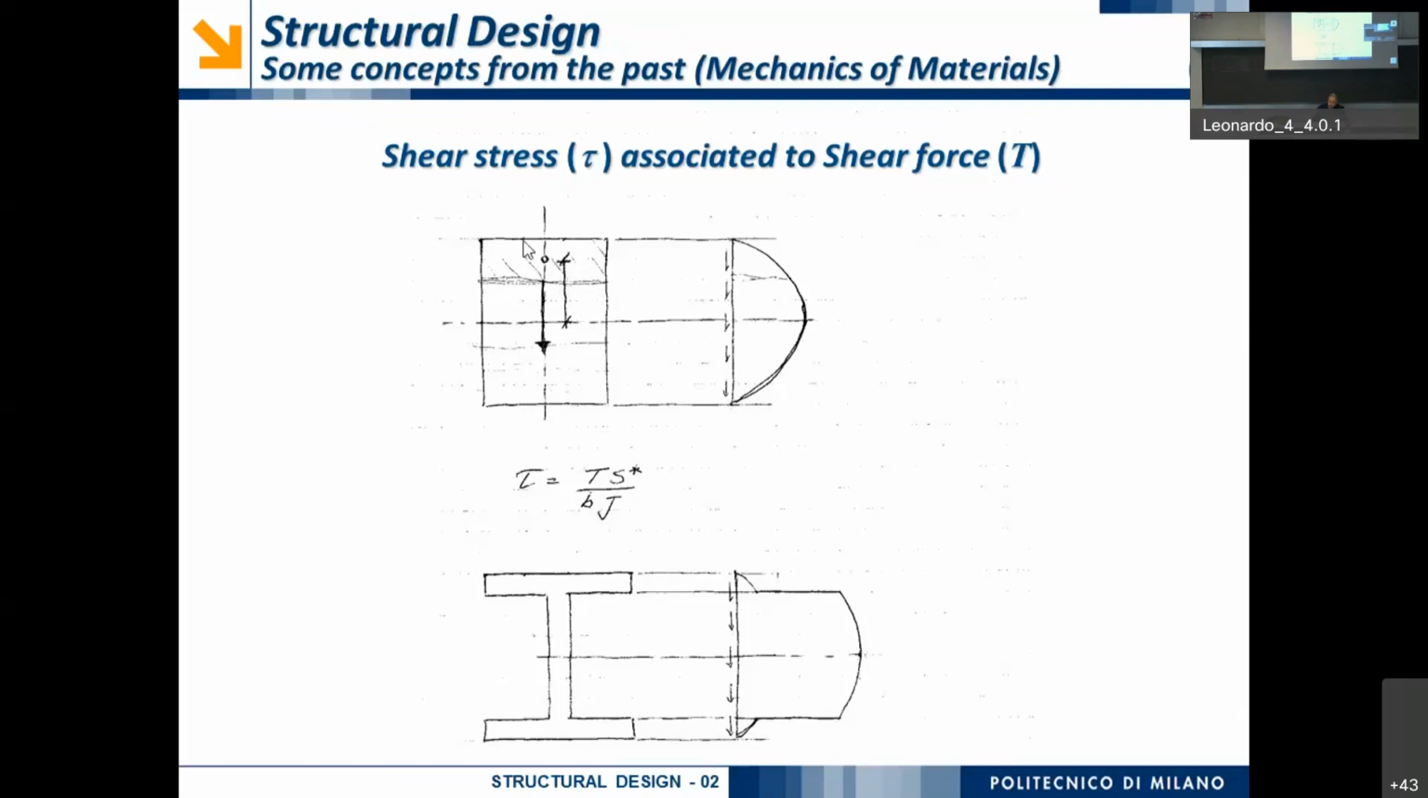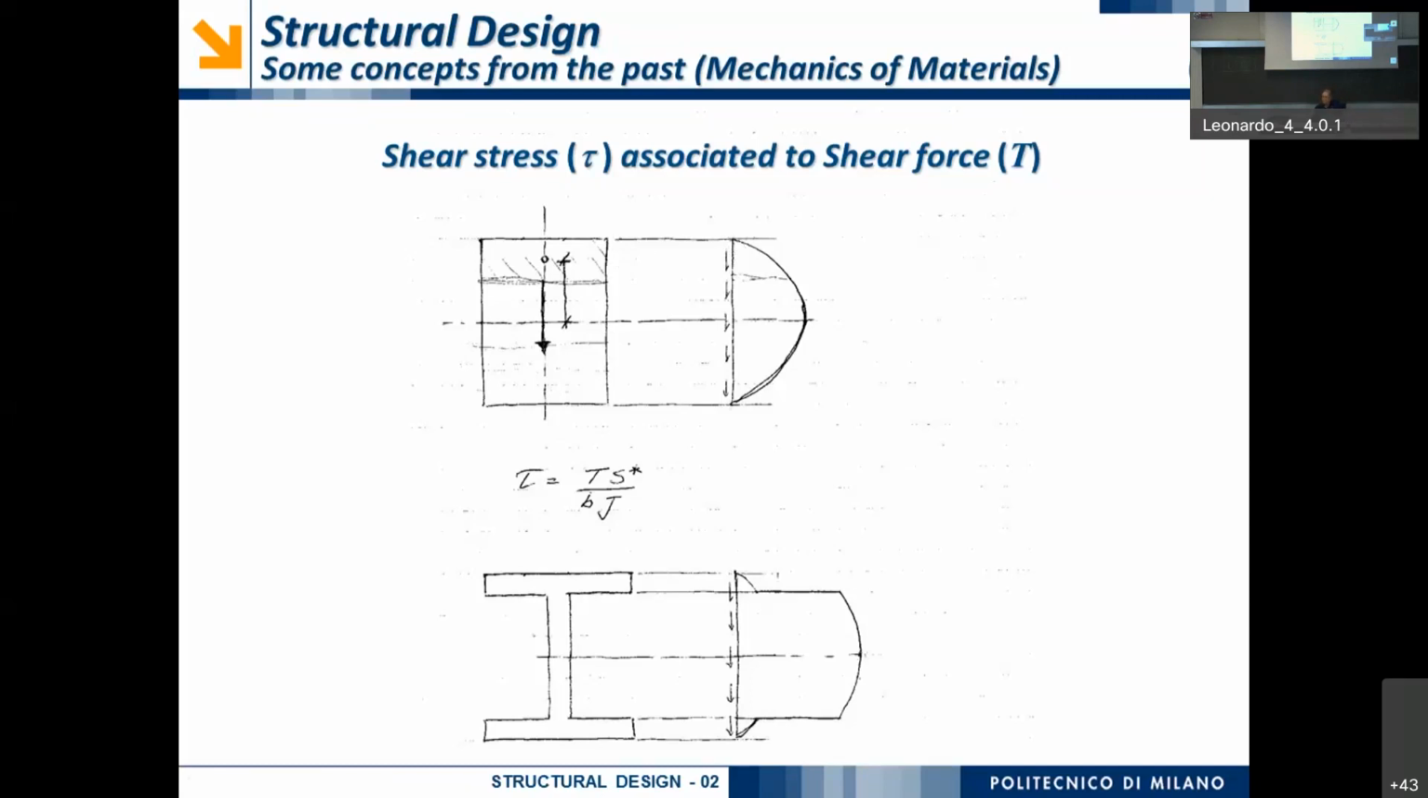Now, if I make the cut here, corresponding to the upper side, the area above is 0. So the static moment is 0. And so shear is 0 if I'm looking at the area above.